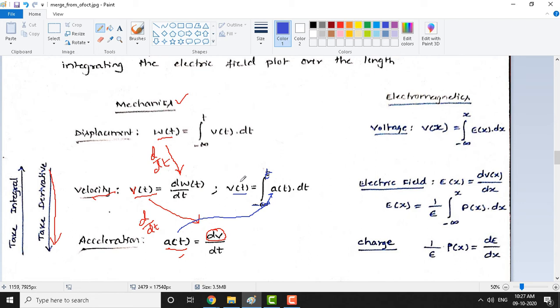If you know the velocity, to obtain the displacement you need to integrate again from minus infinity to t. What do you mean by this minus infinity to t? What do these limits indicate? Minus infinity, all the way we are integrating to t. Any idea about this? You must have observed this in basic electronics, with reference to a capacitor. What is it called? Have you come across this?